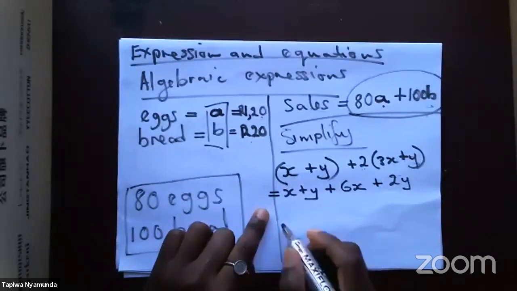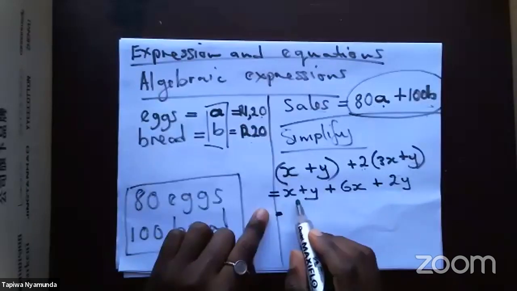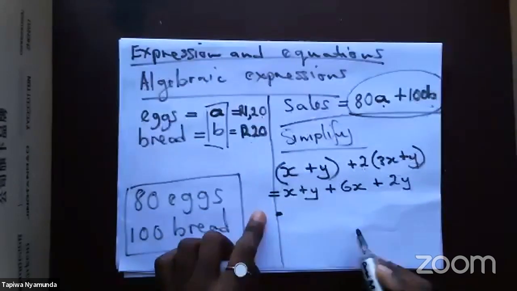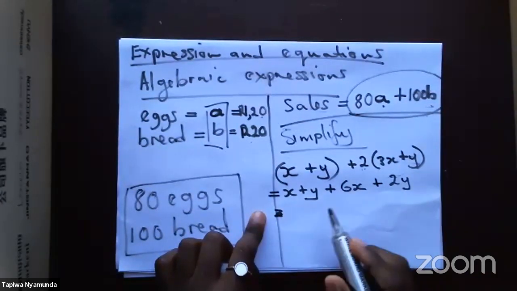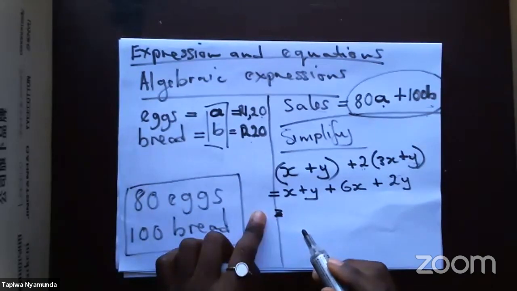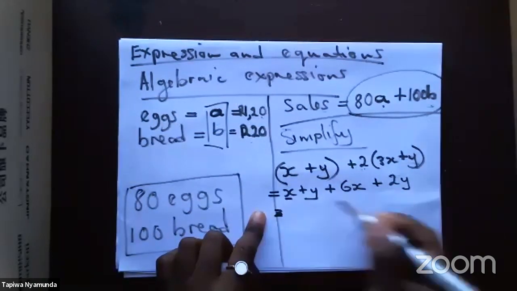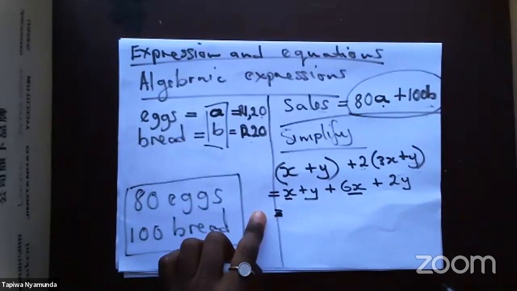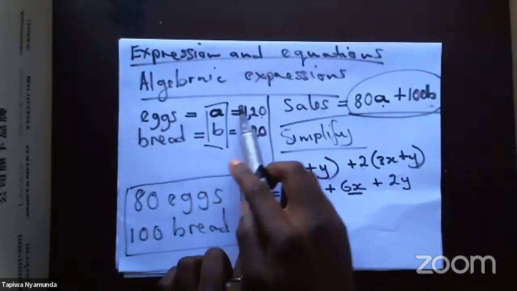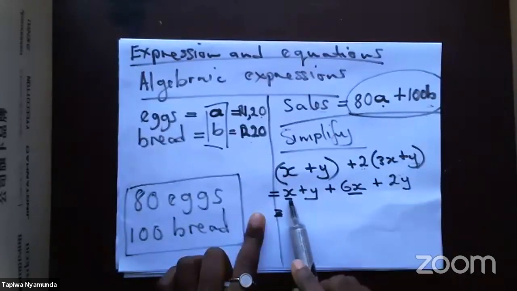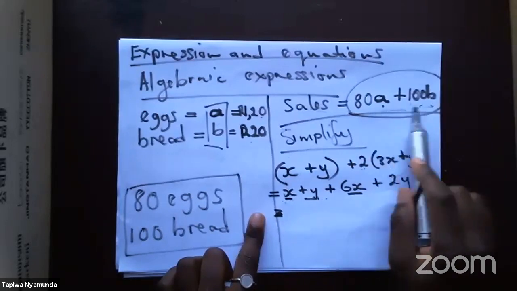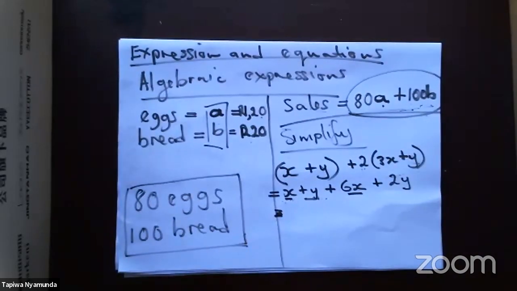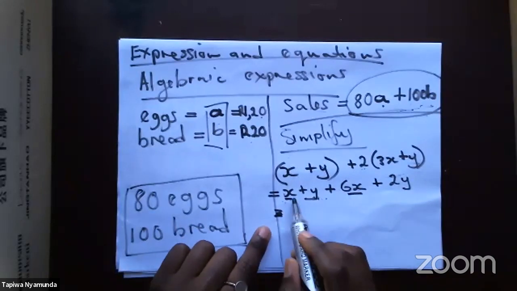In simplifying this, we want to group the likes. When we say group the likes, we are combining those that look similar. We can only add eggs to eggs; we cannot combine eggs and bread. These are two different things, so we cannot combine them and can leave them as they are. But if we want to find the value, that's when we simplify. So we will combine this.